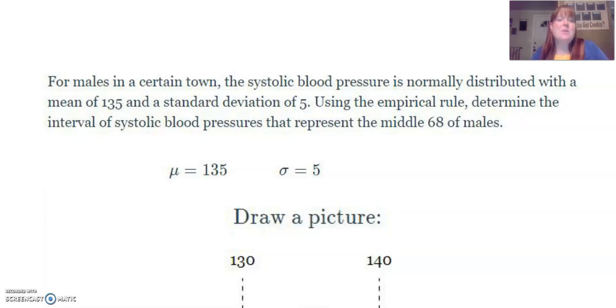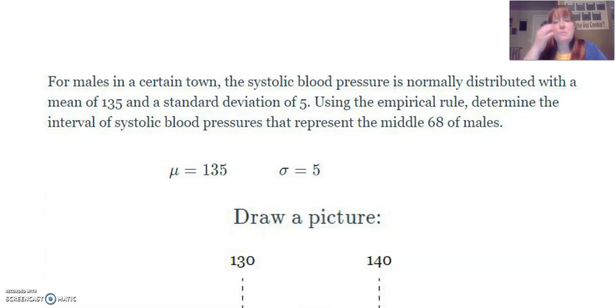We have some data here about the blood pressures of men in a certain town, and they tell us that the blood pressures of these men is normally distributed. So that means it's going to show that normal curve that has a mean of 135 and a standard deviation of 5. So remember, since this is normally distributed, the mean would also be the median and the mode. Basically, this is the average, right? And standard deviation tells us how far out they are, how spread out they are.